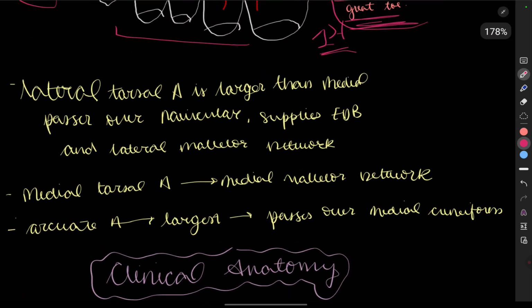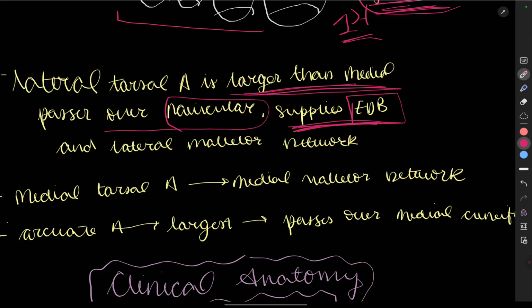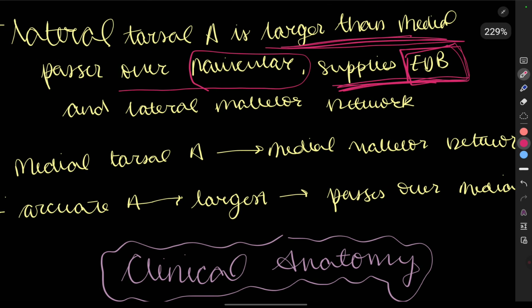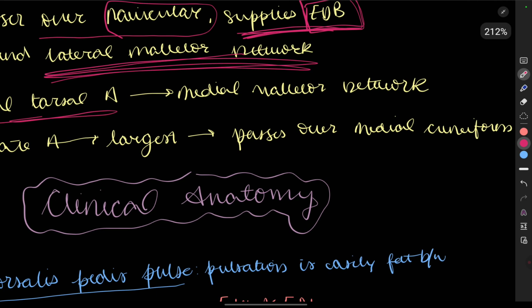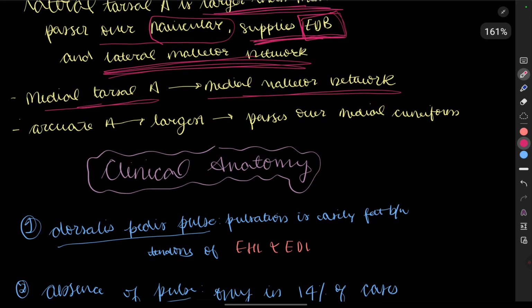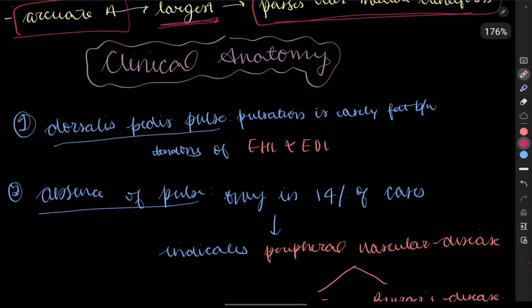Now let's understand where it supplies. The lateral tarsal artery is larger than the medial tarsal artery, passes over the navicular bone as we have already seen, that is on the lateral side, and supplies the extensor digitorum brevis and the lateral malleolar network. The medial tarsal artery forms the medial malleolar network, and the arcuate artery, the largest and chief branch of the artery, passes over the medial cuneiform.